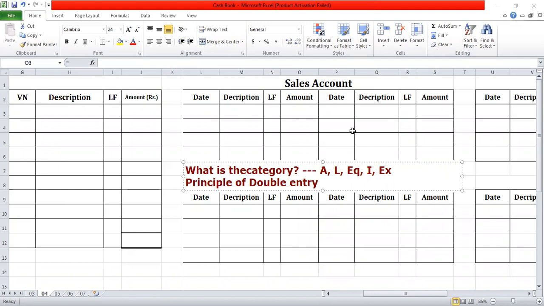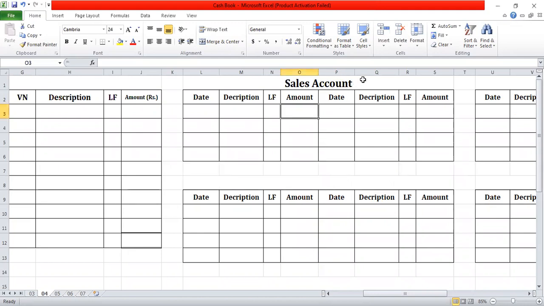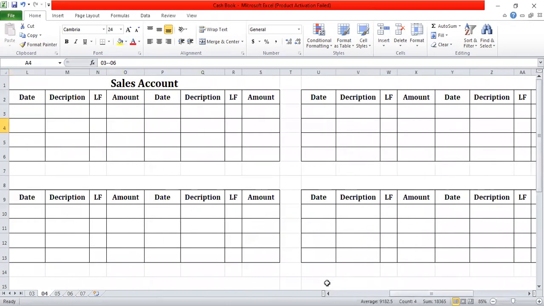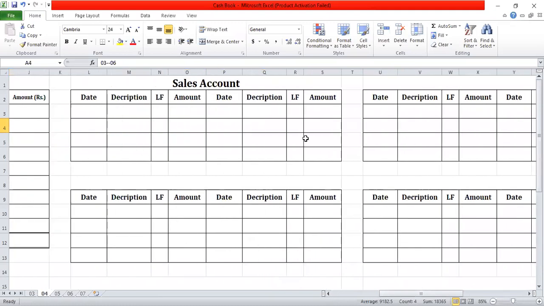Now, I think you know that sales is an income. As a result of this transaction, the cash book is debited. Now, what we should do with the sales account is it has to be credited. So the date is 3rd of June.